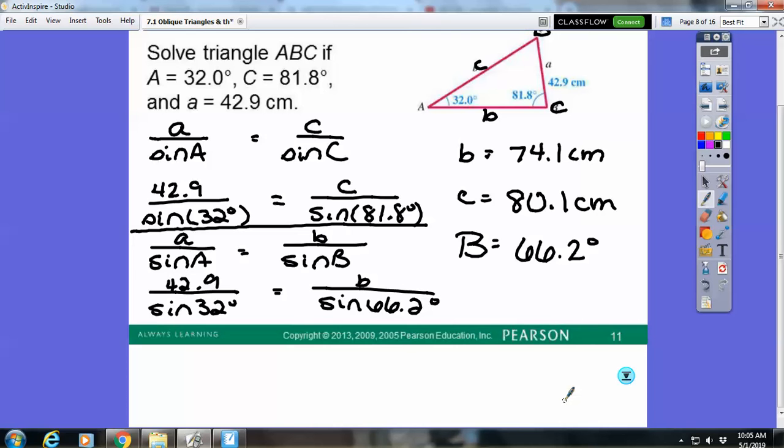That's it. That's the law of sines. Do we have any questions on that? Okay, good. Is it okay if I write angle B there?